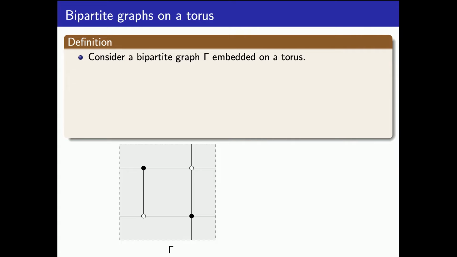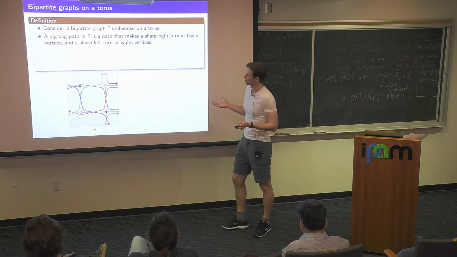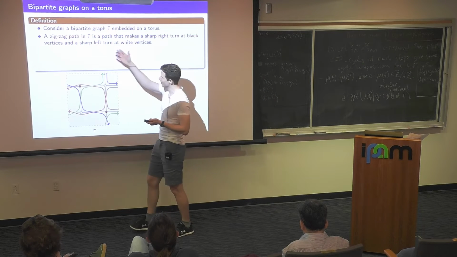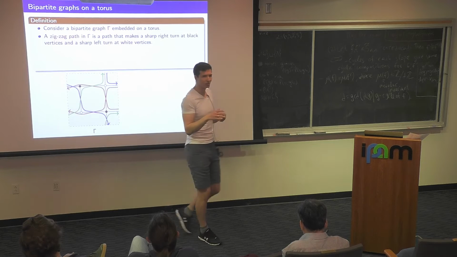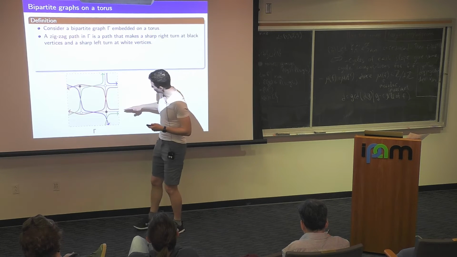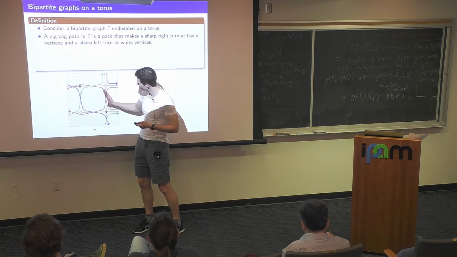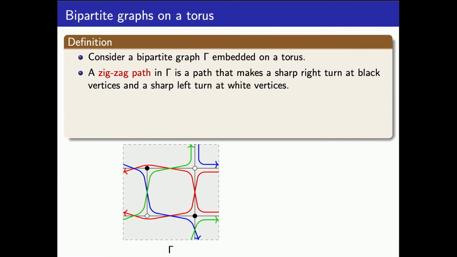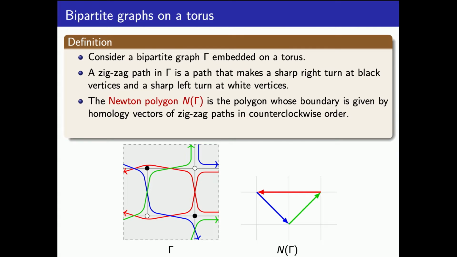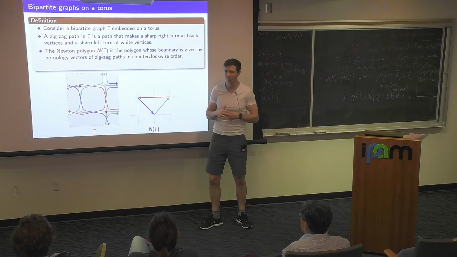you study maybe the dimer model on this graph. And so the fundamental invariants of the dimer model are called zigzag paths, or strands, where these are paths in the graph where you make a sharp right turn at every black vertex and a sharp left turn at every white vertex. These zigzag paths are an easy way to define the Newton polygon of your bipartite graph.